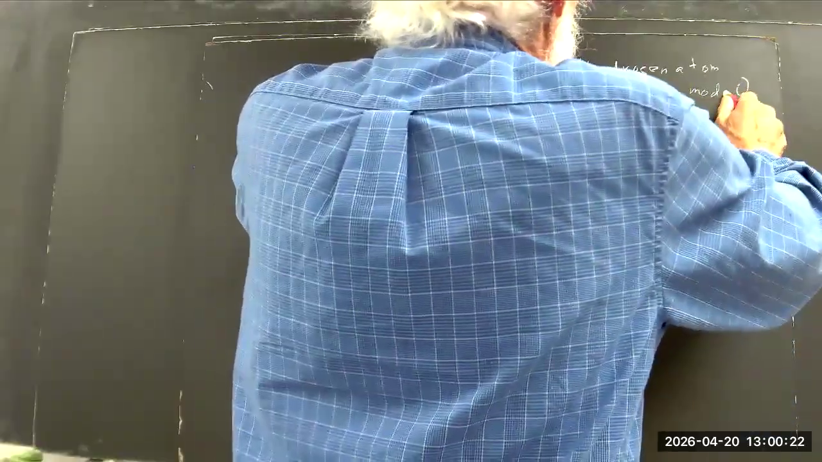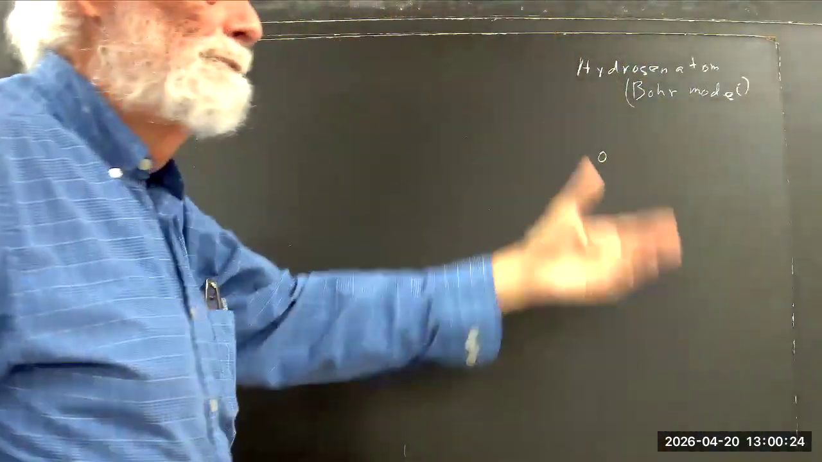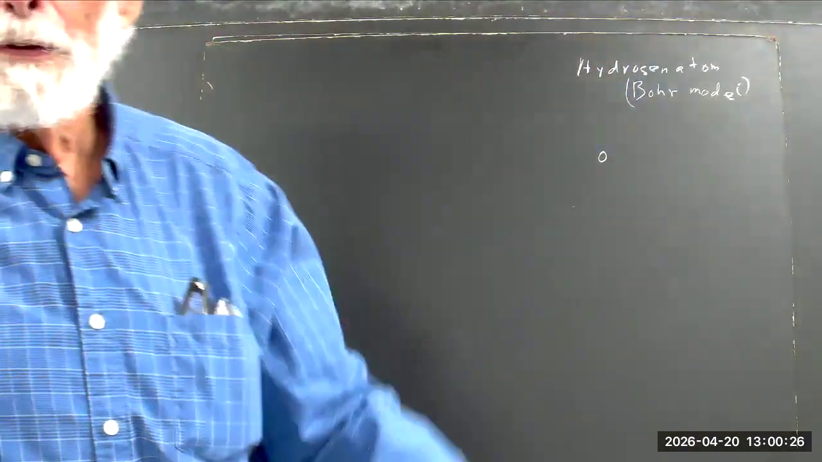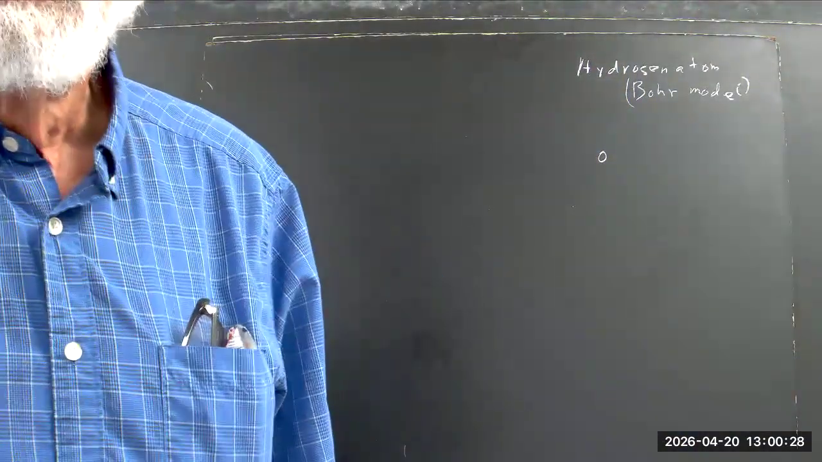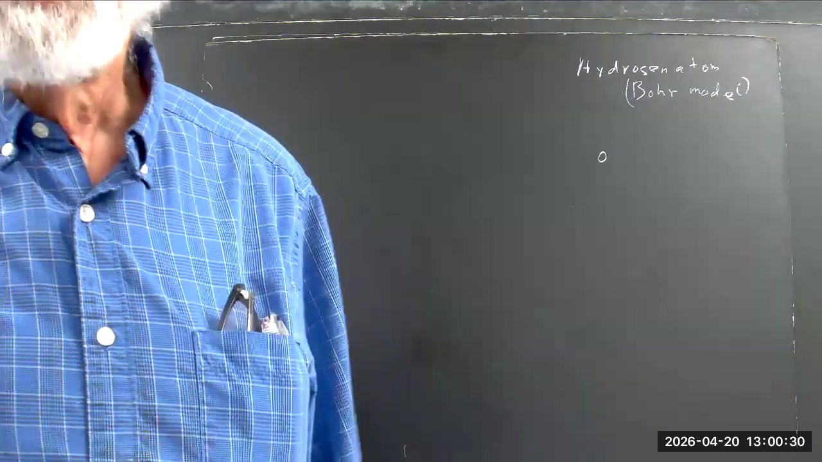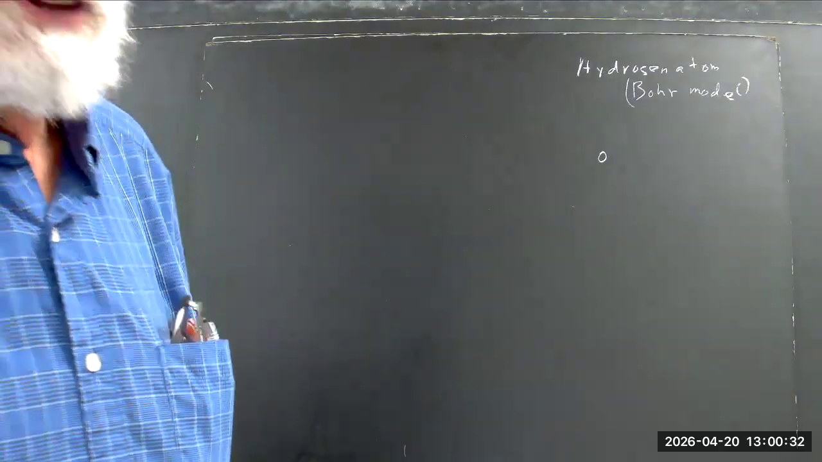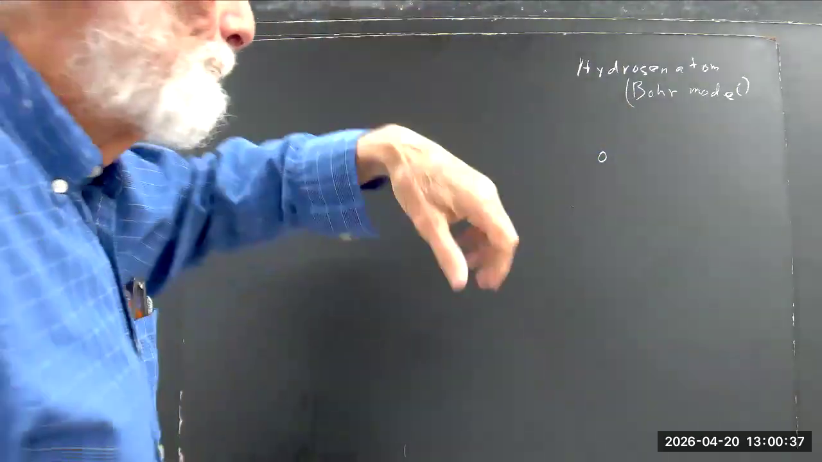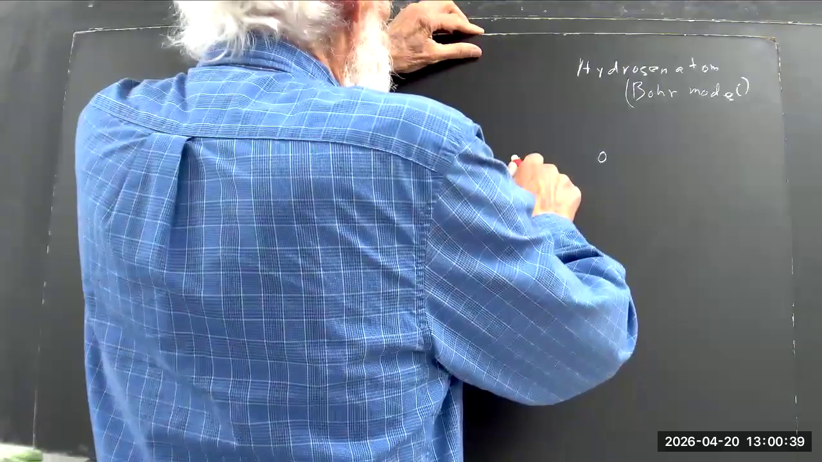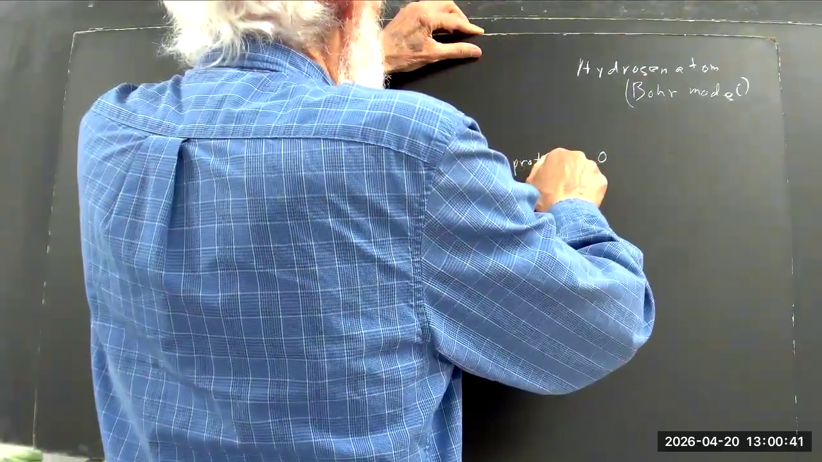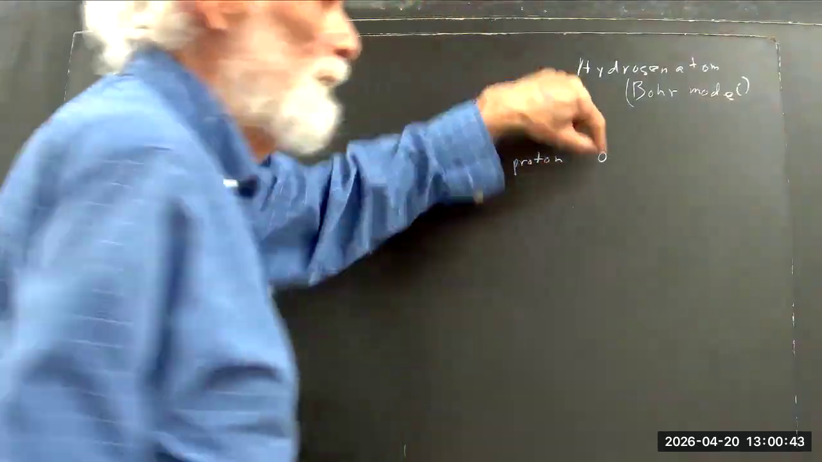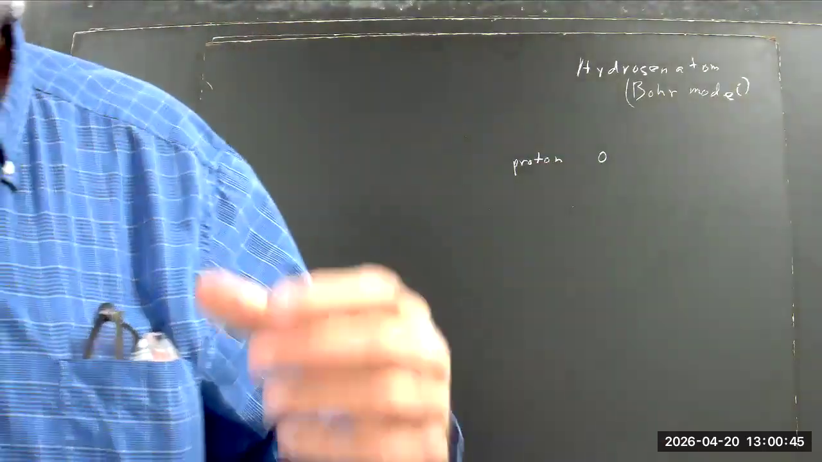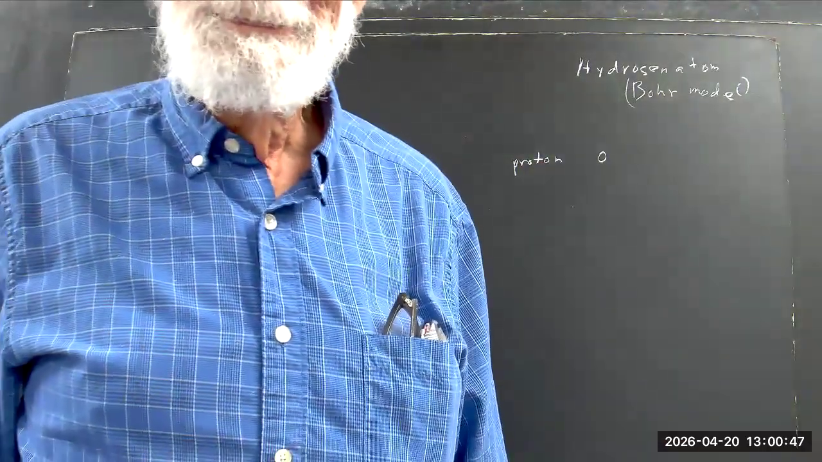Bohr model, very good, great model. Bohr was one of the greatest physicists of all times. He and Einstein had wonderful debates. They were titans. Okay, he came up with this model. And here's a proton. Now, a proton is approximately 1,800 times as massive as an electron.